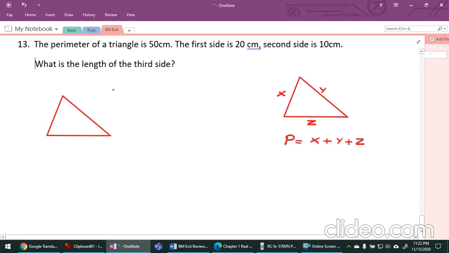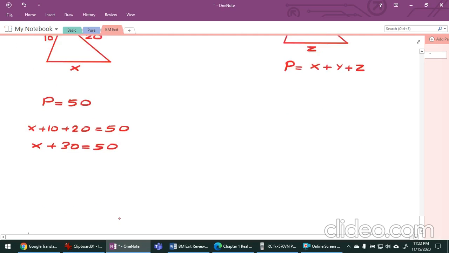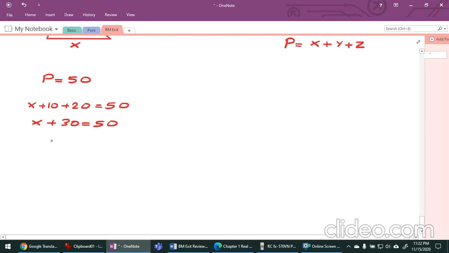Now in this question, what is given? Perimeter is 50. Okay, so one side is 20 centimeter, another side is 10 centimeter. You want to find x. So perimeter means x plus 10 plus 20 is equal to how much? 50. So x plus 30 equal to 50. So what is x? 50 minus 30, 20 centimeter.